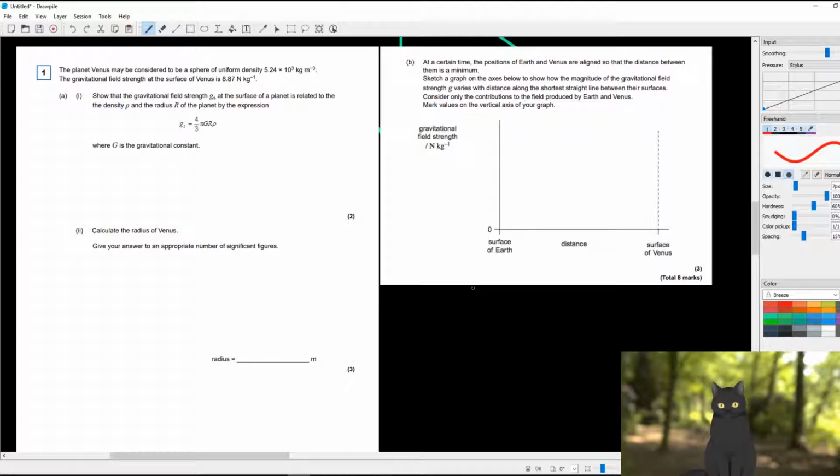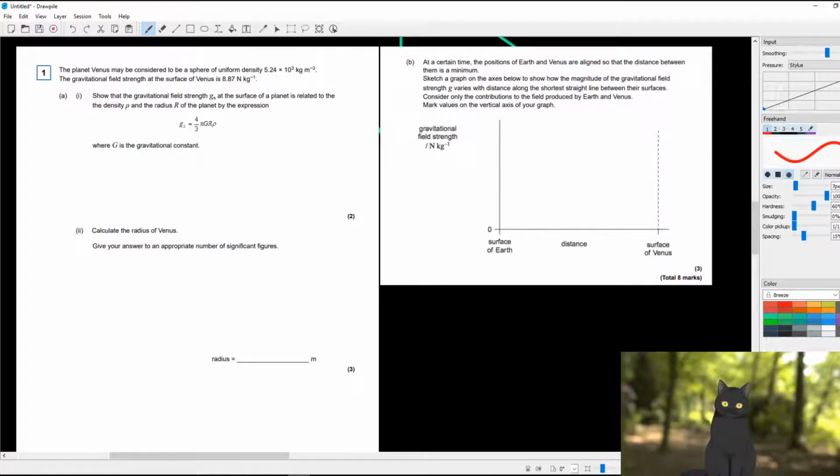Okay, the planet Venus may be considered to be a sphere of uniform density. Okay, so what do they want to draw? Gravitational field strength. At a certain time, the position of Earth and Venus are aligned so that distance between them is minimum. Okay. Sketch a graph on the axis below. Show how magnitude of gravitational field G varies with distance along the shorter straight line between their surfaces.